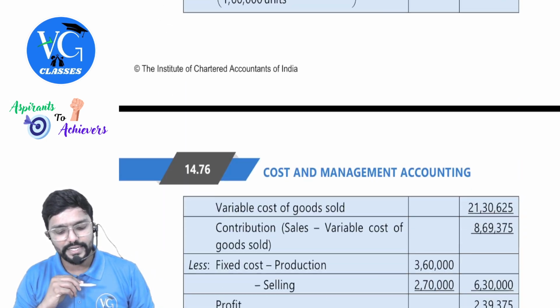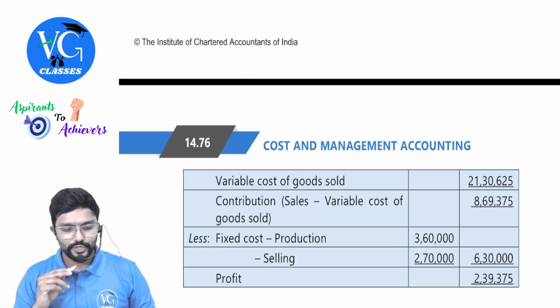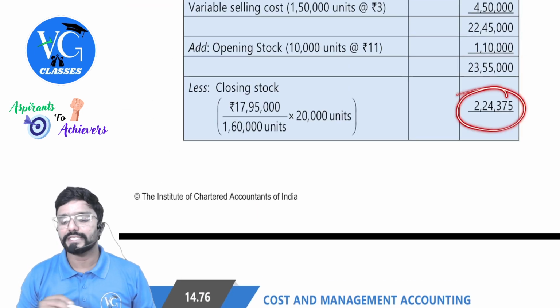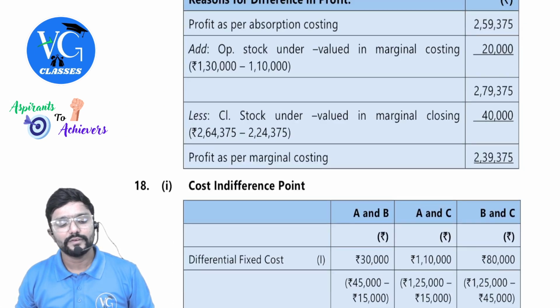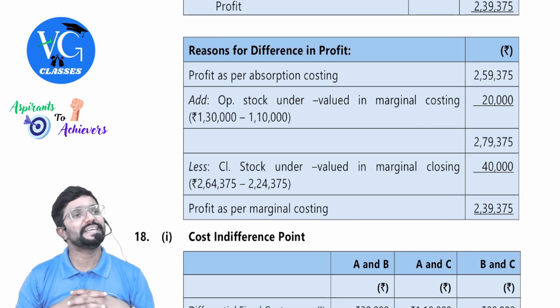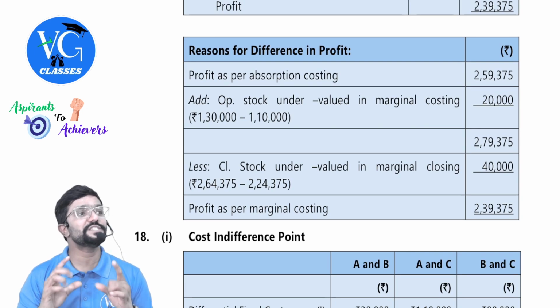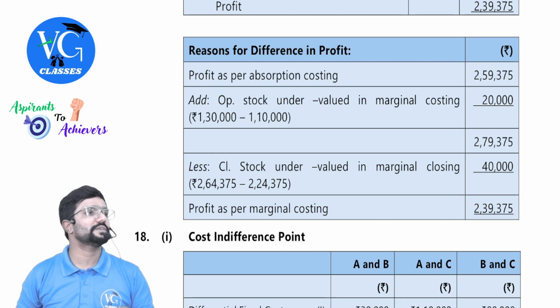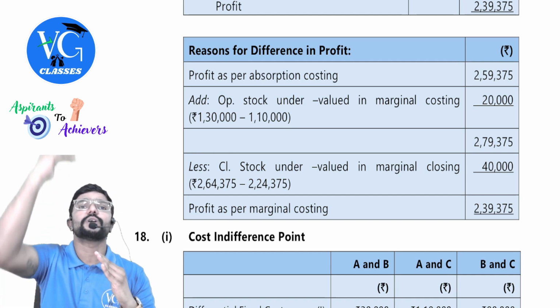2,64,375. Whereas under 2,24,375. What is the difference? 40,000. Guys, now tell me. You will add closing stock to the cost or deduct it? Deduct it. That means you have deducted more under absorption costing. Because of it, your profit would have gone up.